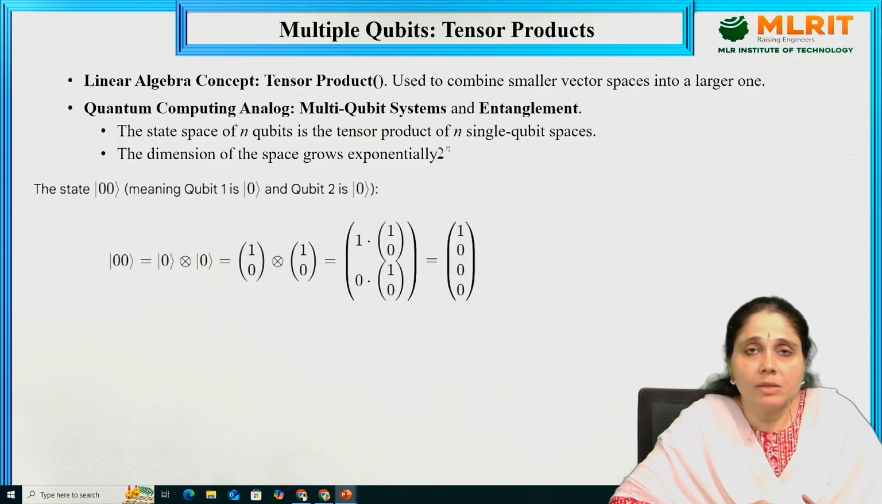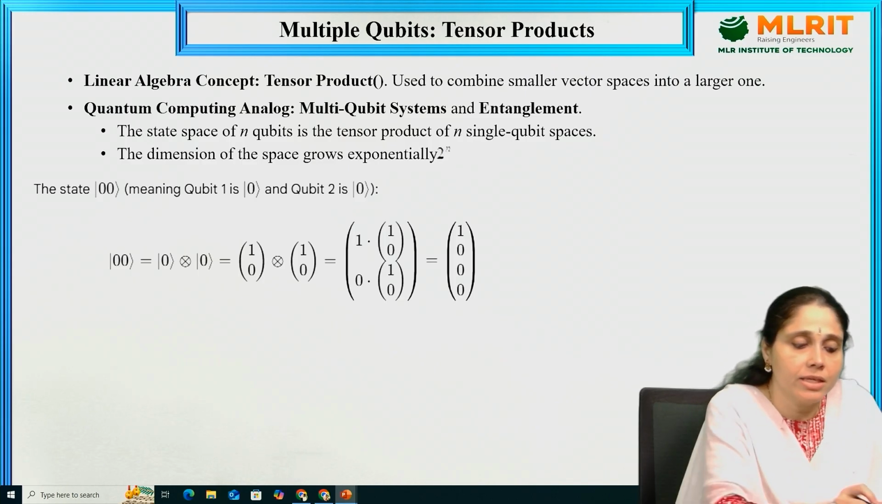Okay. Now, the linear algebra concept: the tensor product, used to combine smaller vector spaces into larger ones. Quantum computing analog: multi-qubit systems and entanglement. The state space of n qubits is a tensor product of n single qubit spaces. The dimension of the space grows exponentially, 2 to the power of n.